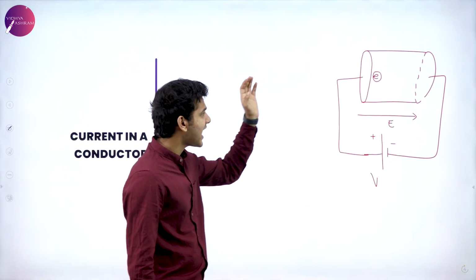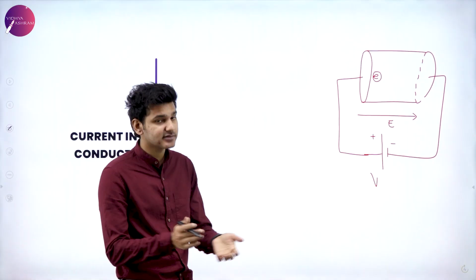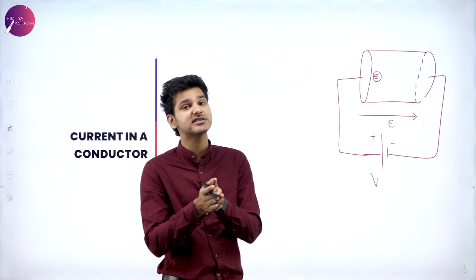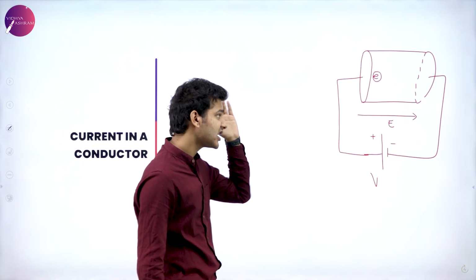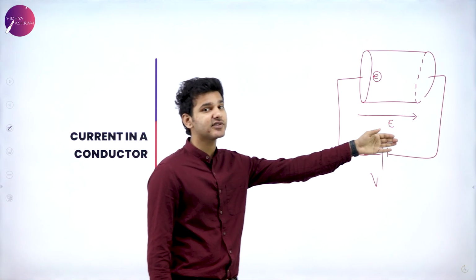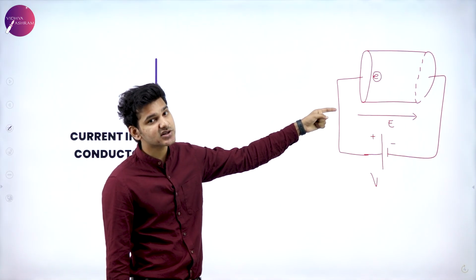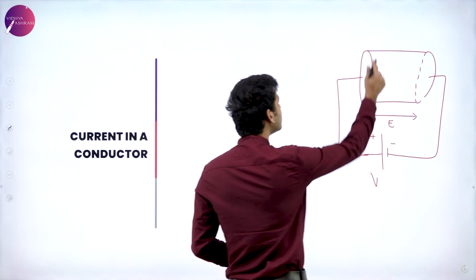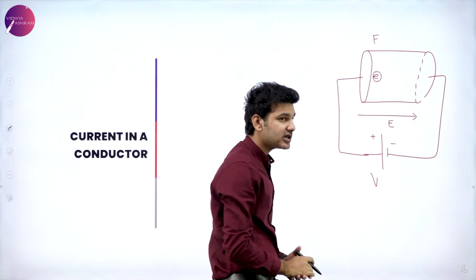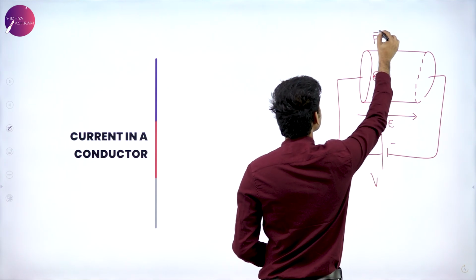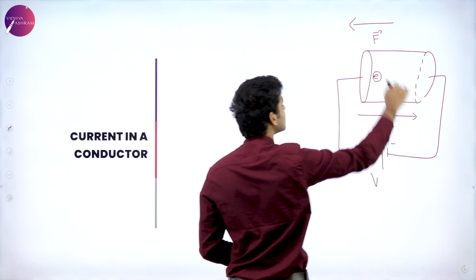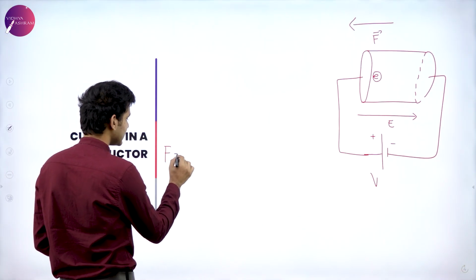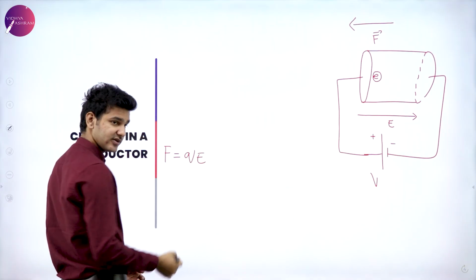So what happens when an electron is placed in an electric field? Obviously, it is a charged particle, and when a charged particle is placed in an electric field, it experiences a force. If it was a positive charge, then it will experience a force along the electric field. But since the electron is a negatively charged particle, it will experience a force in the opposite direction. So the force experienced by this electron will be in the opposite direction of the electric field applied. We know the equation for force, that is F is equal to QE, from the first chapter.